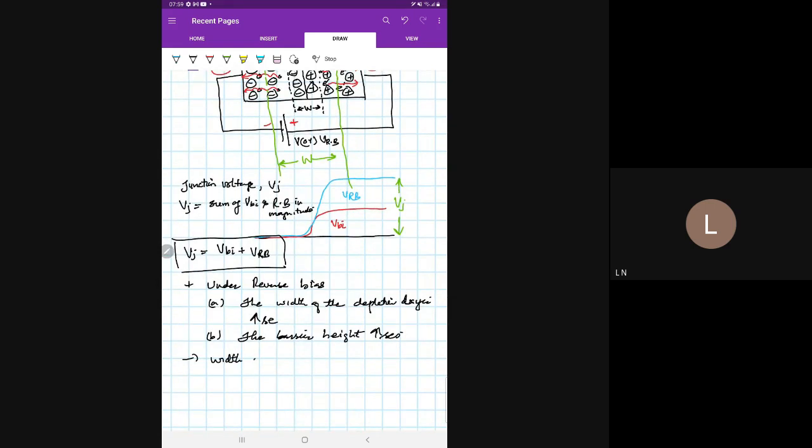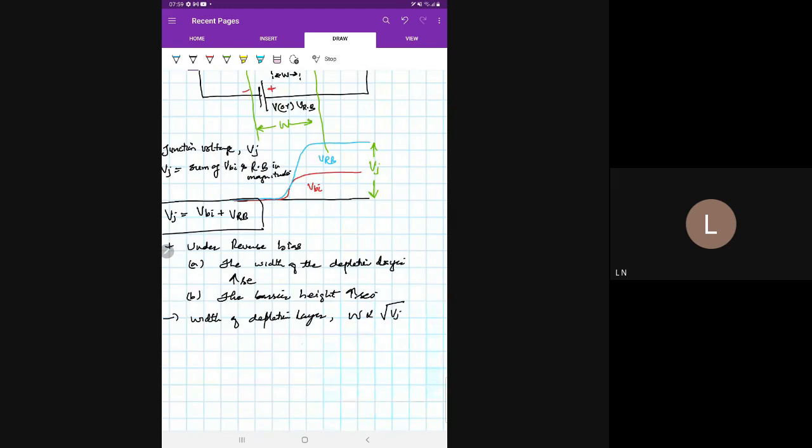The width of the depletion region in reverse bias is therefore directly proportional to the root of Vj, the junction voltage. We can say the width is directly proportional to the root of VBI plus VRB. Why? Because of equation A, Vj is equal to VBI plus VRB.